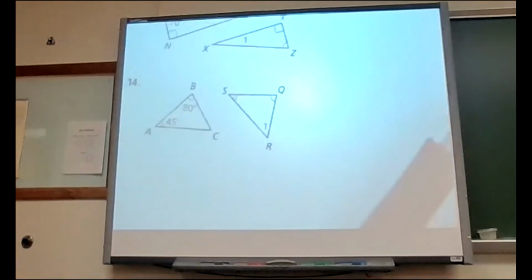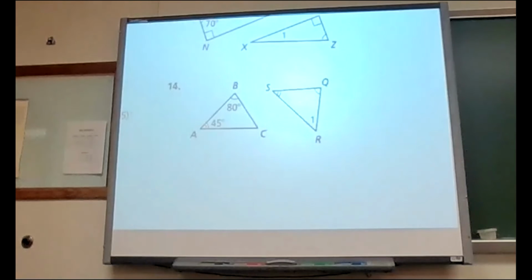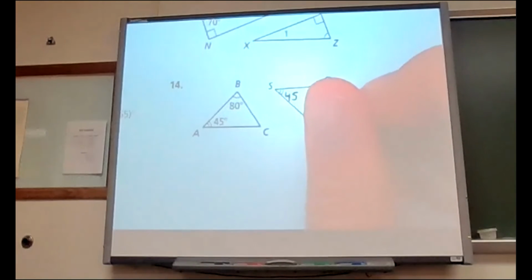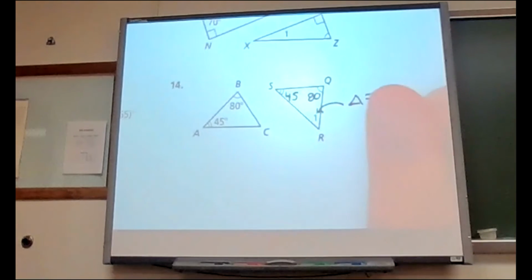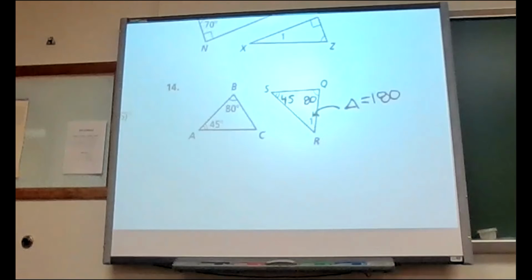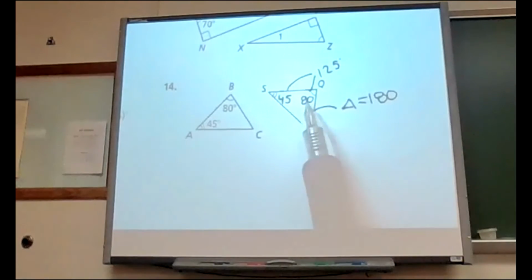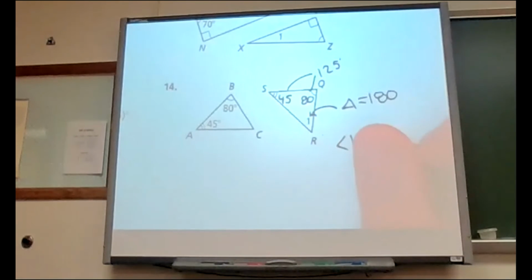Might as well do 14 since I've done the rest of the evens video. This is just matching up parts here. Now it marks my angles. So angle A goes to angle S, or this angle would also be 45. Angle B goes to angle Q, or this angle would also be 80. So to find angle 1, I got to use the fact that the triangle totals 180. So let's see, 45 and 80, so that's 125 degrees between these two angles. How many degrees must angle 1 be then? 55. Yep.